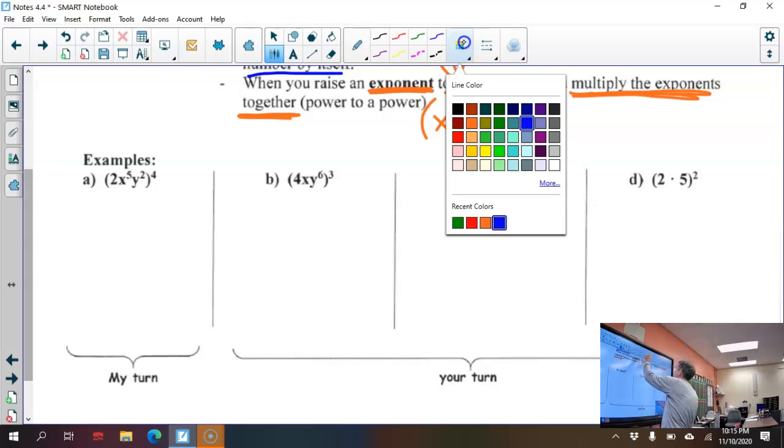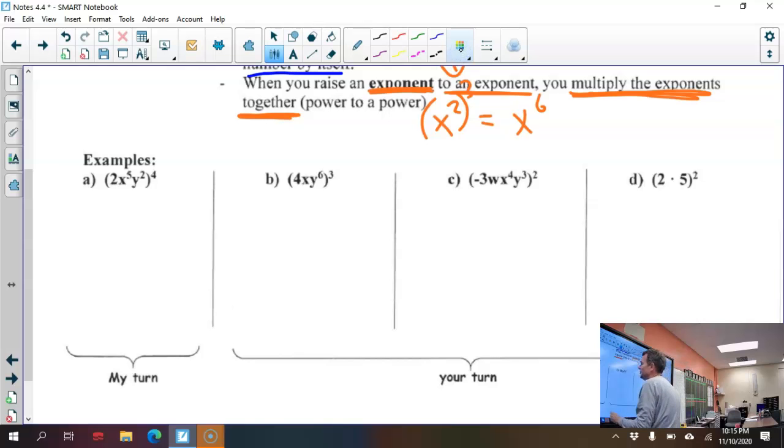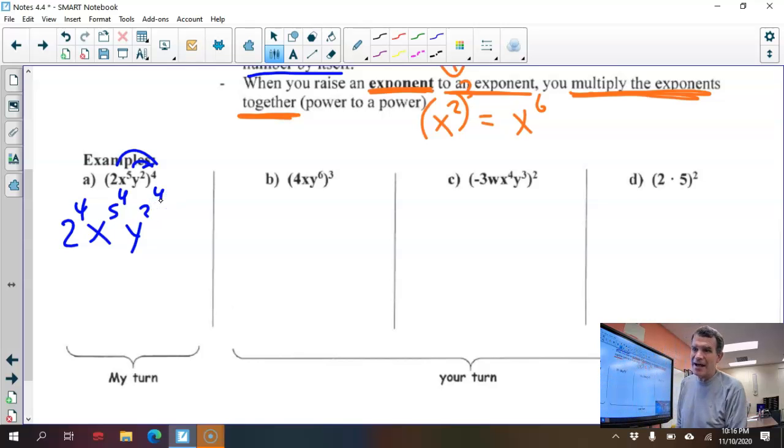So in this first example, what I would do is apply this 4 to each thing. And I would write that out. So this would be 2 to the 4th power, x to the 5th to the 4th power, y squared to the 4th power. I really like writing out that line. And then I see what each one equals.